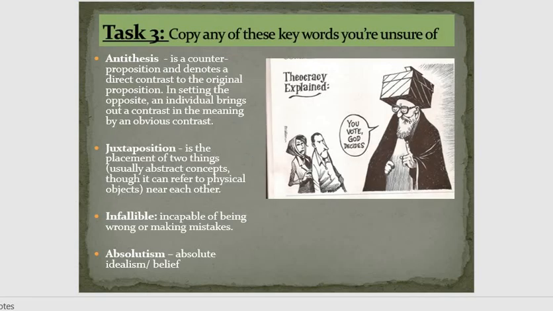So the third task, which should only take you about 5 minutes, is to copy any of these keywords that you're unsure of. So we've got antithesis, juxtaposition, infallible, and absolutism. So read through those and their definitions. Any that you don't feel you know off by heart, just copy them down into your book neatly with the word and their definition.